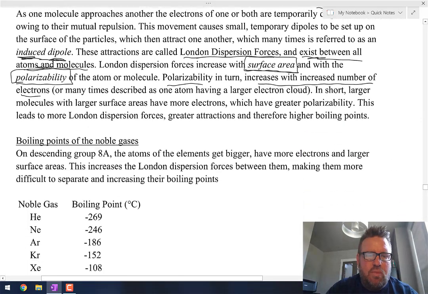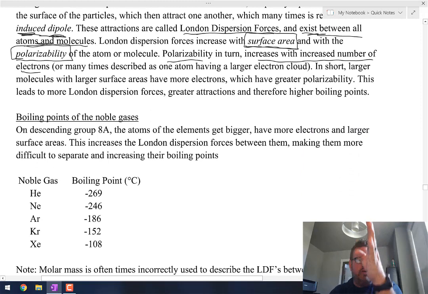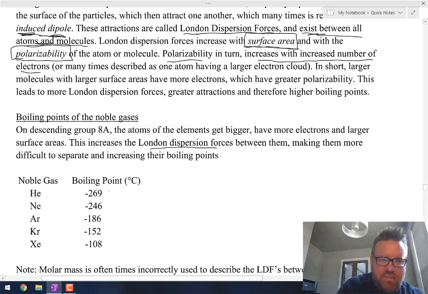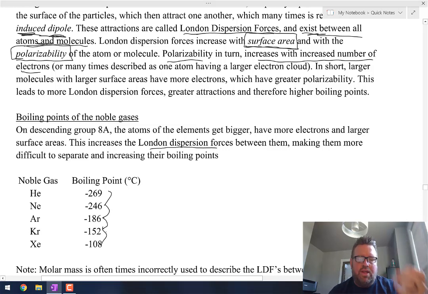Okay, now we'll get to surface area here in just a minute, but let's look at an example here with the noble gases. So as you go down that last group, group 18 or group 8A, the noble gases, the atoms of these elements get bigger. So they have more electrons, okay? And with more electrons, they have larger electron clouds, okay? And what this does is this increases the London dispersion forces between them, making them more difficult to separate, which increases their boiling points. Notice that from helium to neon, to argon, to krypton, to xenon, the boiling point is actually going up.